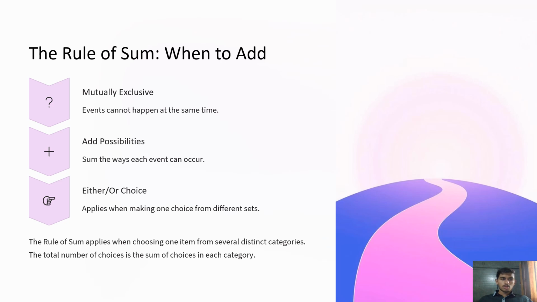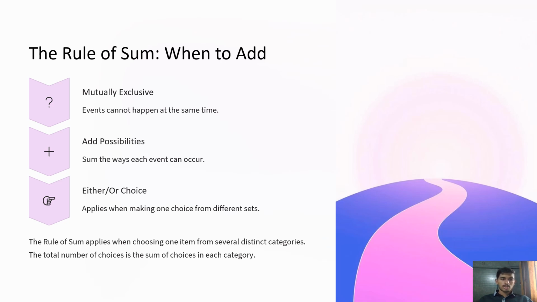Starting with the rule of sum, when to add. These are the conditions when we should opt to add the possible outcomes. When the events are mutually exclusive, the events cannot happen at the same time. So event 1 and event 2 are exclusive: when event 1 is taking place, event 2 is kept aside, and after the completion of event 1, event 2 will continue.